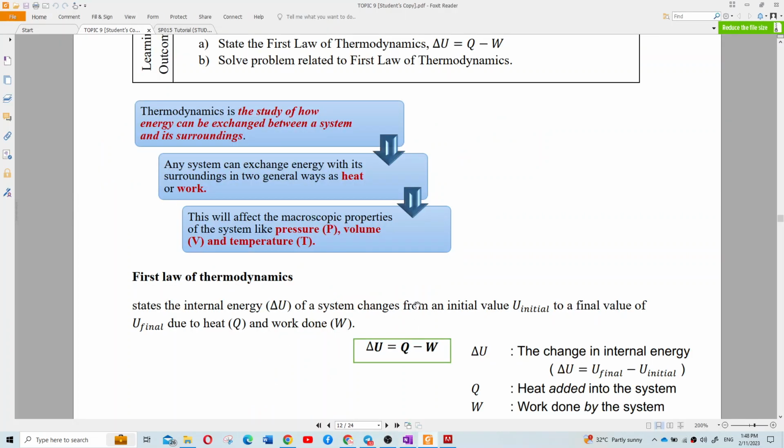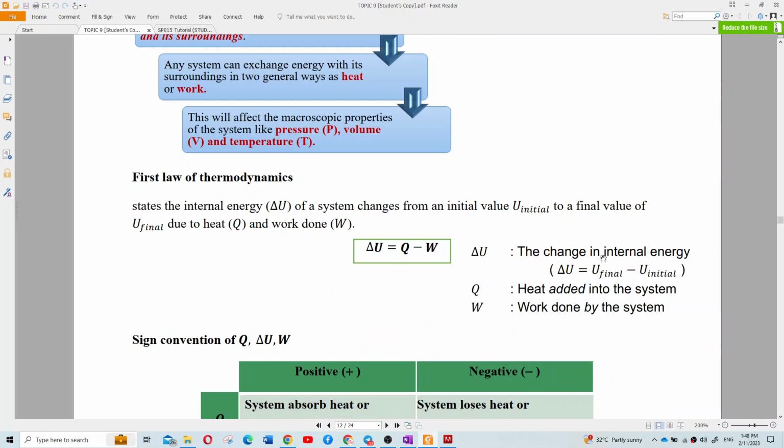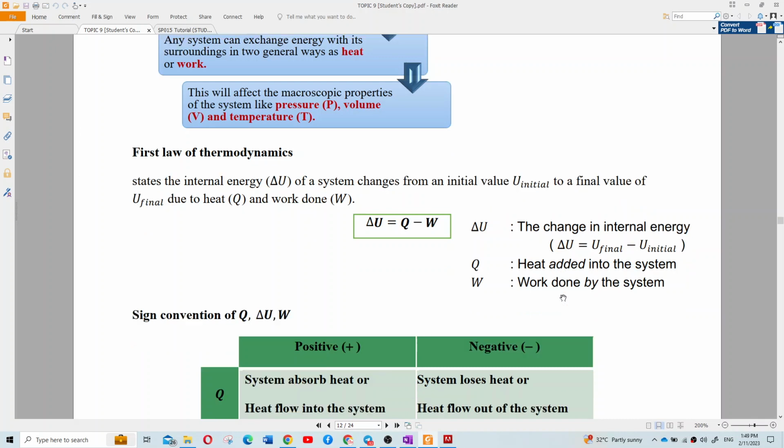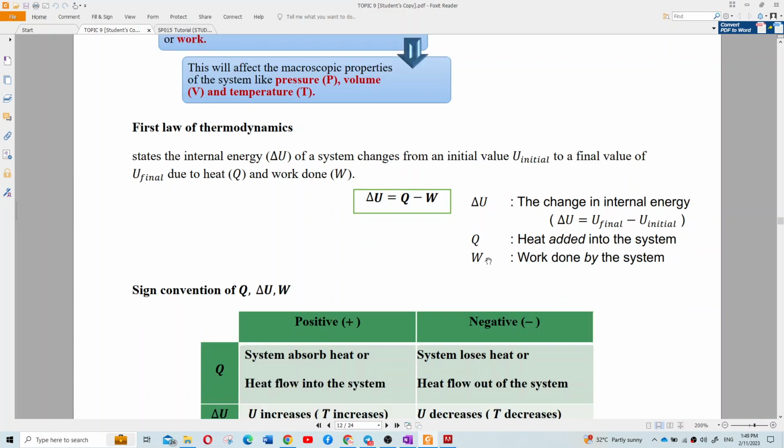Okay, continue. So the change in internal energy of gas. When we talk about change of internal energy, that means the internal energy changes, so there is an initial and a final value. So to find the change in internal energy, we always take the final internal energy minus the initial internal energy. Okay. Q is heat added into the system or heat lost from the system. So this heat can be heat added or heat lost. W is work done by the system or work done on the system.